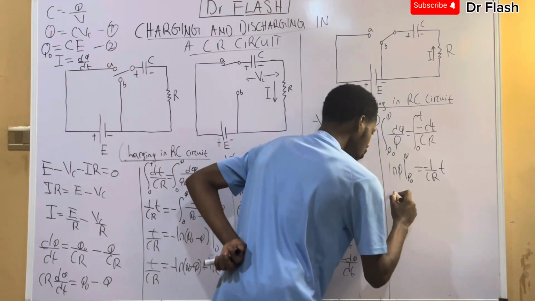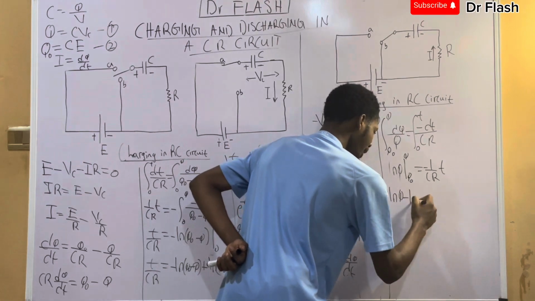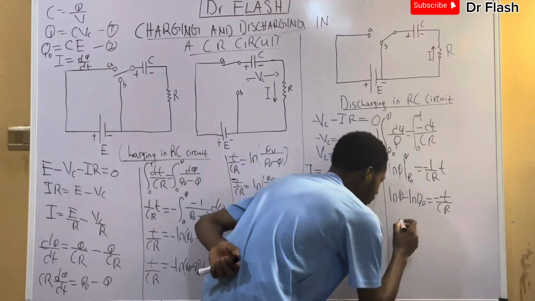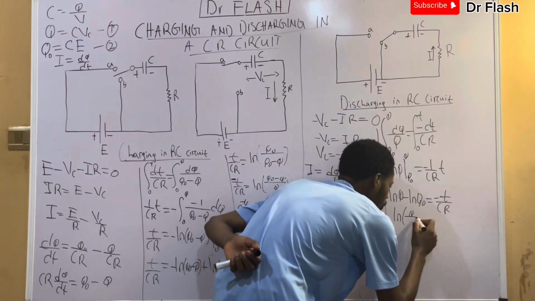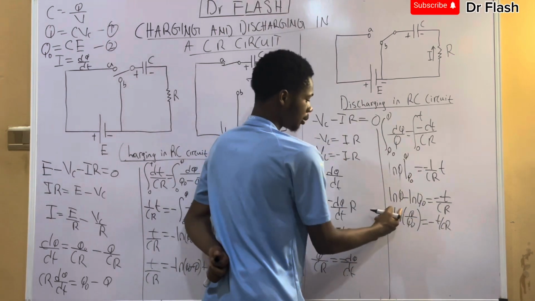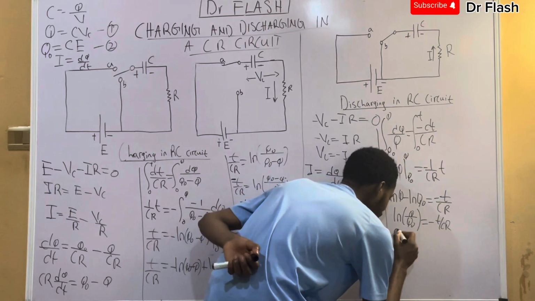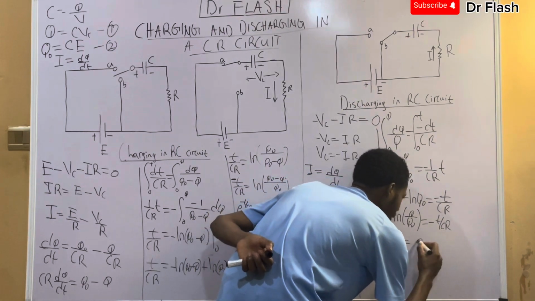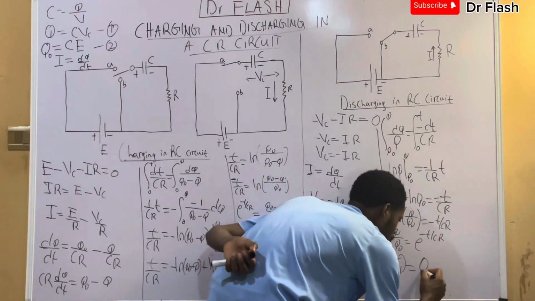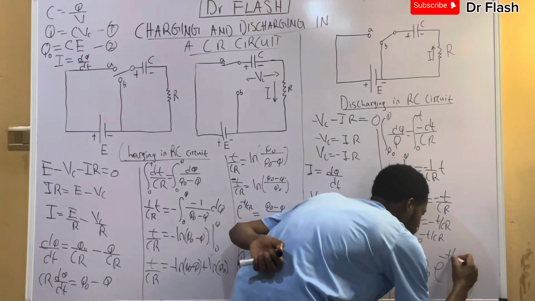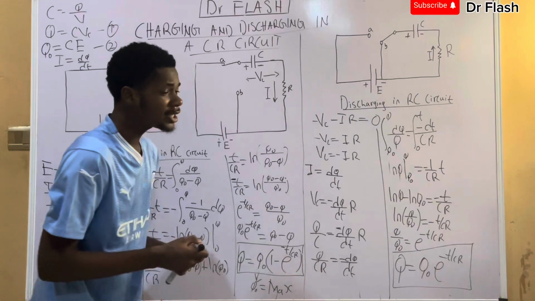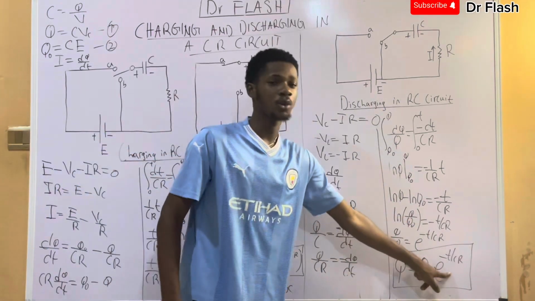So from there we can substitute, and I'm going to have ln Q minus ln Q naught is equal to minus T over CR. From here, we have ln of Q over Q naught is equal to minus T over CR. Taking the ln to the other side, it becomes exponential. So we have Q divided by Q naught is equal to exponential of minus T over CR. Making Q the subject, we get Q is equal to Q naught exponential of minus T over CR. This is what we're going to get. So for discharging a capacitor, this is the required equation.